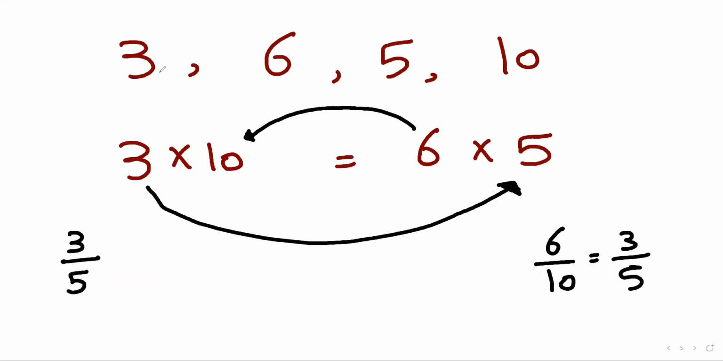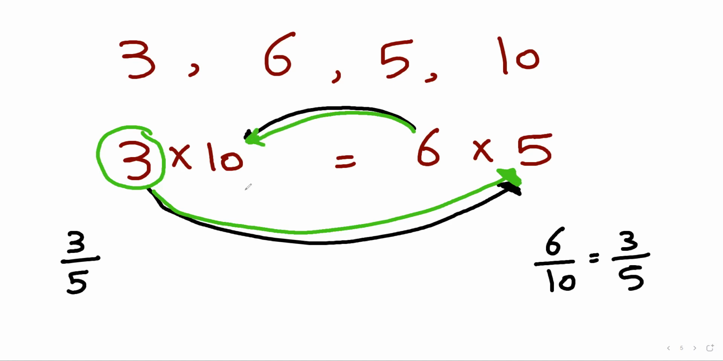Here we have 3, 6, 5, 10, and we can say they are proportional numbers. If you multiply the extremes, 3 times 10, and you multiply the means, 6 times 5, you will get the same value. So if I asked you to find 3 over 5, look here, that's 3. I went from 3 to 5. Take 6 with you, 6 over 10. So 3 over 5 is the same as 6 over 10.